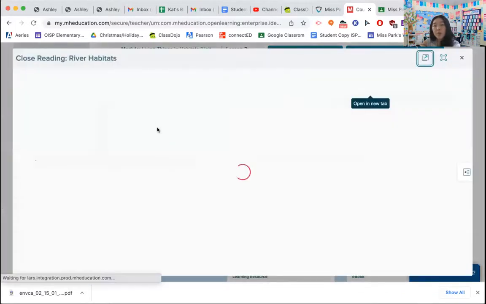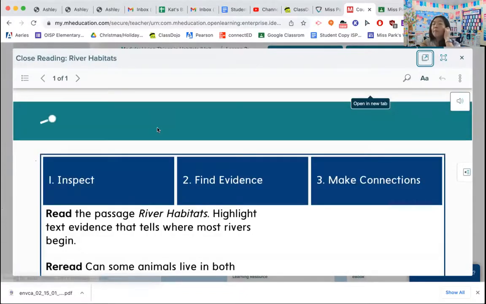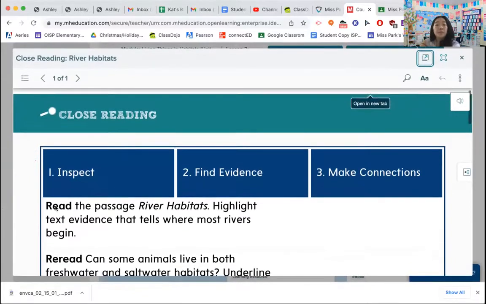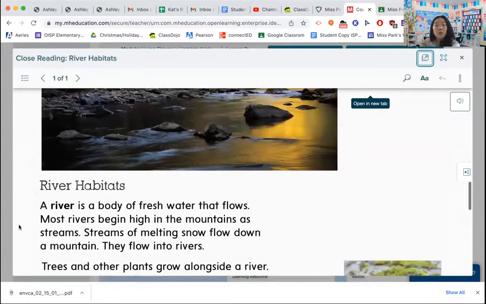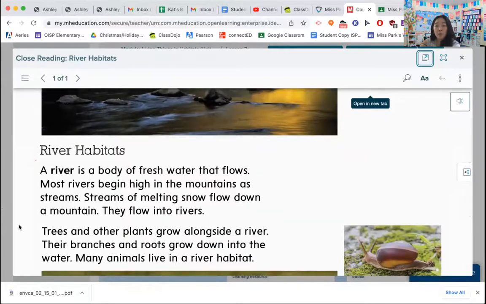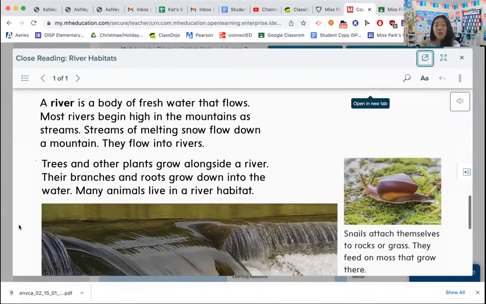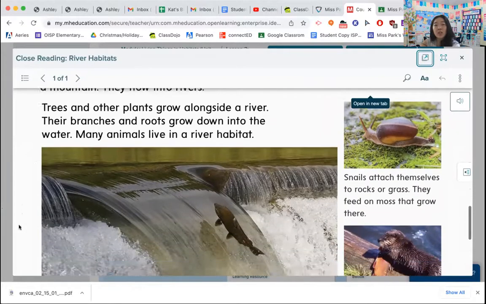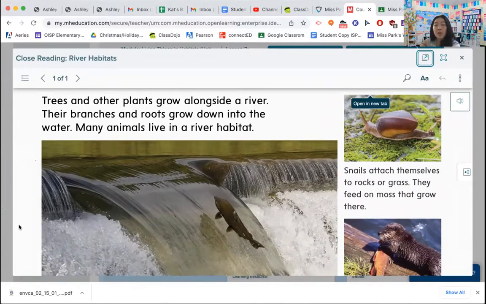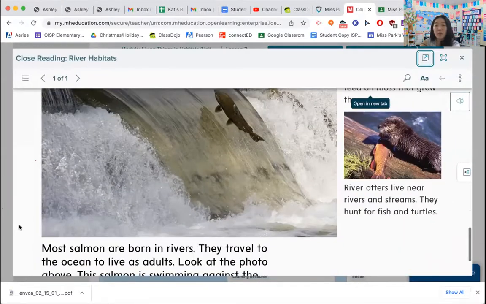yesterday. For a closed reading, we looked at river habitats. River habitats. A river is a body of fresh water that flows. Most rivers begin high in the mountains as streams. Streams of melting snow flow down a mountain. They flow into rivers. Trees and other plants grow alongside a river. Their branches and roots grow down into the water. Many animals live in a river habitat.